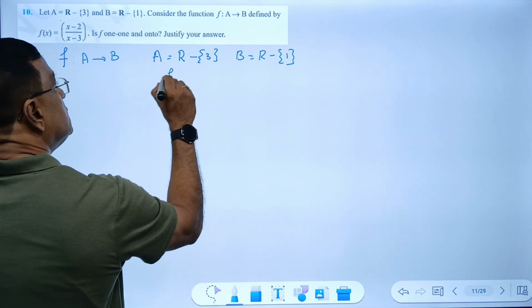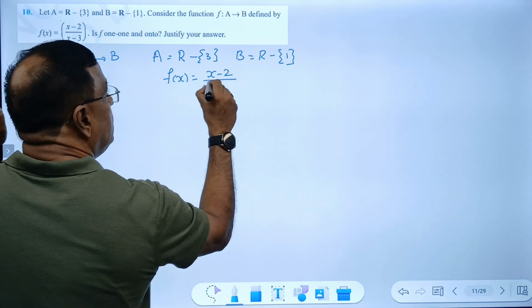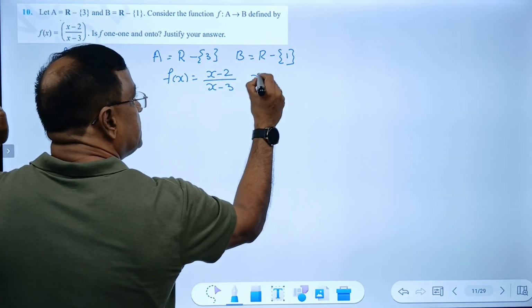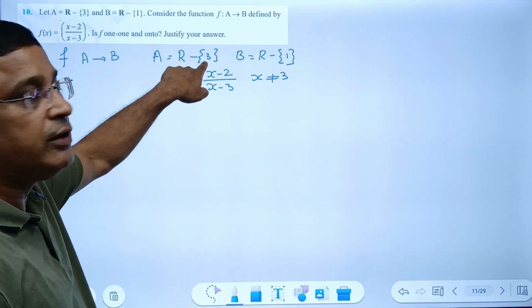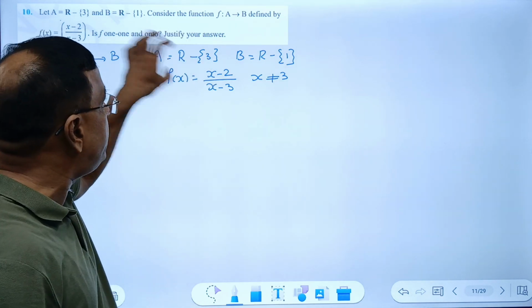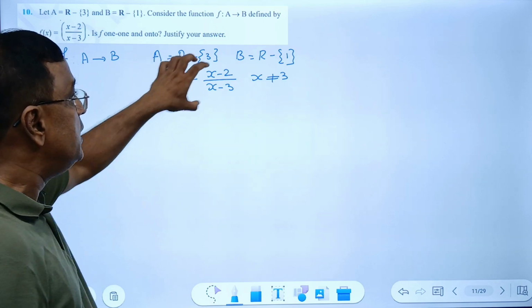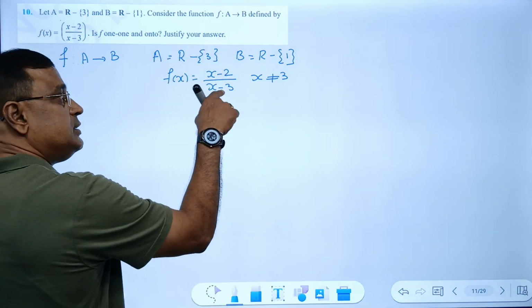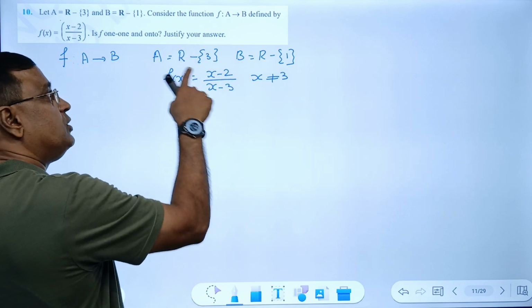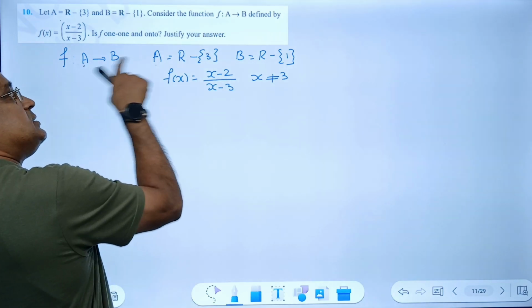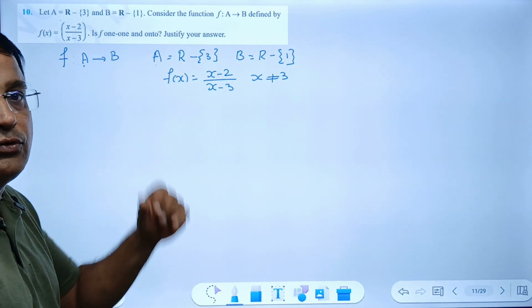Now this function to me is well defined because it is defined for all values of x except 3. But I don't have to worry about 3 because 3 is already removed. So this function is well defined in its domain. That you have to verify first. At 3 it's a problem, but it's not a problem anymore because my domain is R minus 3. 3 is already removed, so there is no problem.